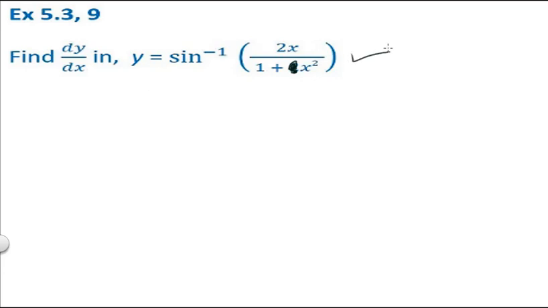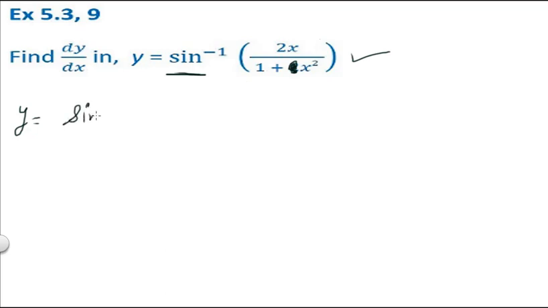So these questions are done using trigonometric substitutions. So y equal to sine inverse of 2x upon 1 plus x square. Instead of x you can place sine theta, cos theta or tan theta, looking at the expression which is given to you and which formula it should make. So when we have sine inverse, we should get sine inside, right?